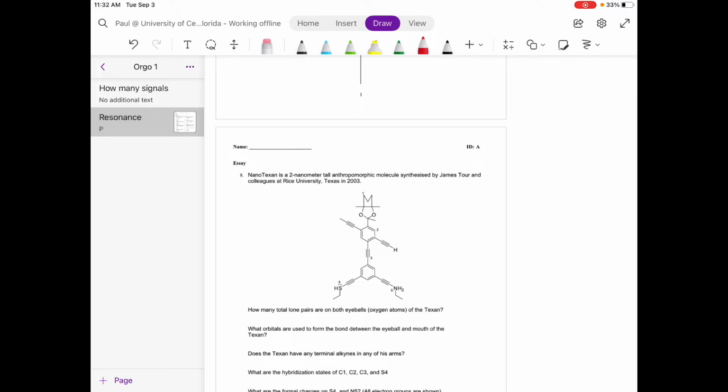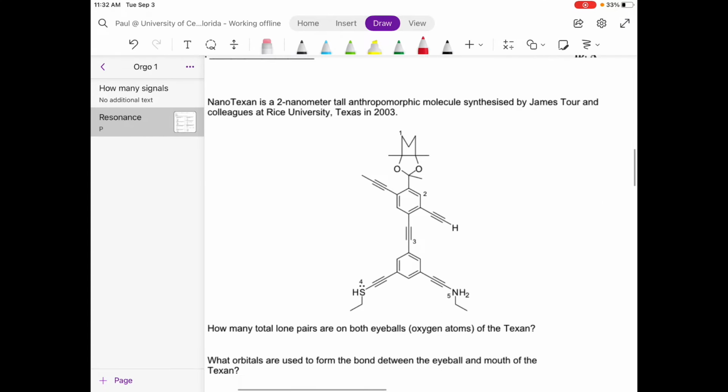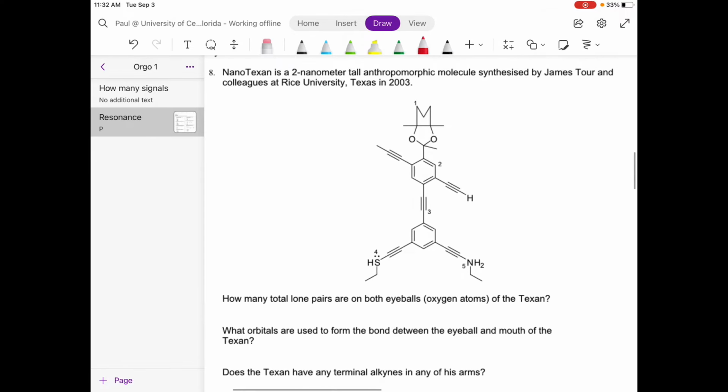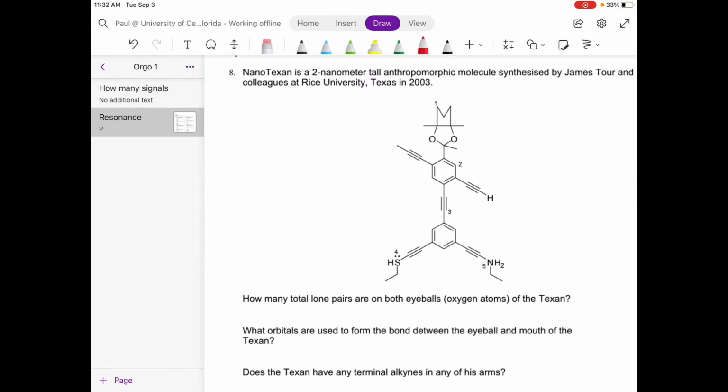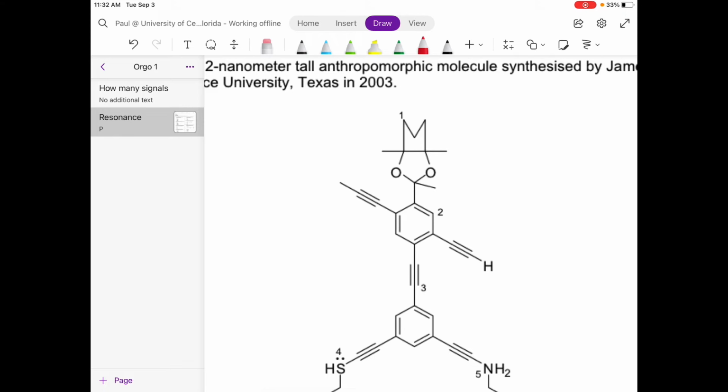Okay, the nanotexane. Let's take a look at this one. How many total lone pairs are on the eyeballs, or the oxygen atoms, of the texane? When we take a look at that texane, the 2 oxygens, which are the eyeballs there, those are 2 oxygen atoms that are neutral with 2 bonds. So that's just naturally 2 lone pairs each. You could draw it like that if you like.